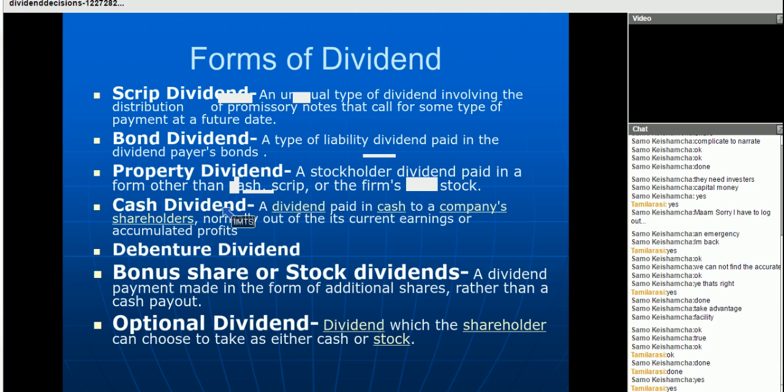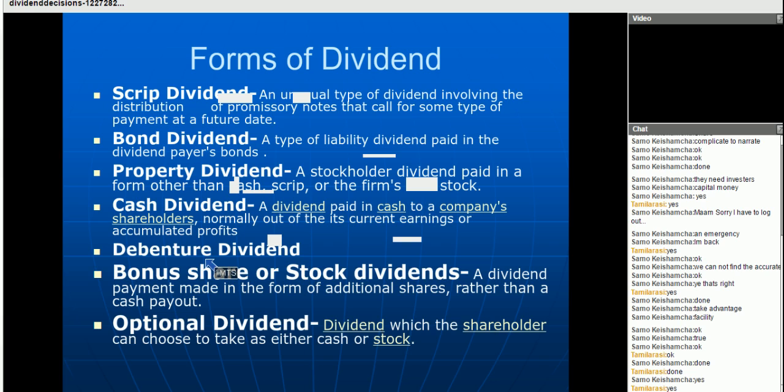Okay. Then cash dividend is the normal dividend. It is the cash paid to the shareholders out of the company's current earnings or accumulated profits. Then debenture dividend is where, sometimes instead of making a cash payment, the company may issue a debenture to the holders.